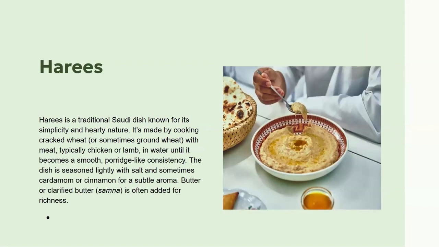Harees is a traditional Saudi dish known for its simplicity and hearty nature. It's made by cooking cracked wheat, or sometimes ground wheat, with meat, typically chicken or lamb, in water until it becomes a smooth, porridge-like consistency. The dish is seasoned lightly with salt and sometimes cardamom or cinnamon for a subtle aroma. Butter or clarified butter, also known as samna, is often added for richness.